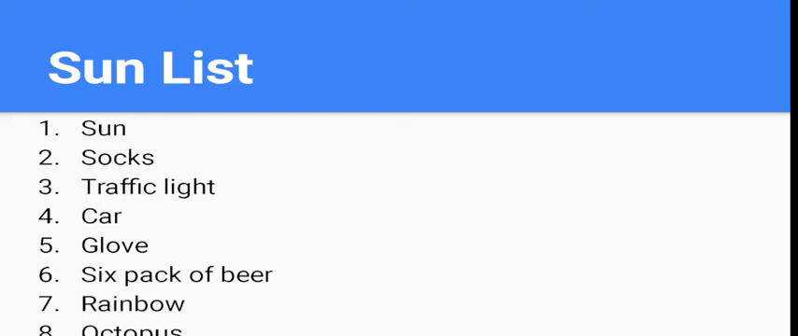So sun is one, two is socks, three is traffic light, four is car, five is glove, six is six pack of beer or six pack of pop, whatever you want to say. Seven is rainbow, and eight is octopus. And then nine is cats, and they have nine lives, and ten is toes.